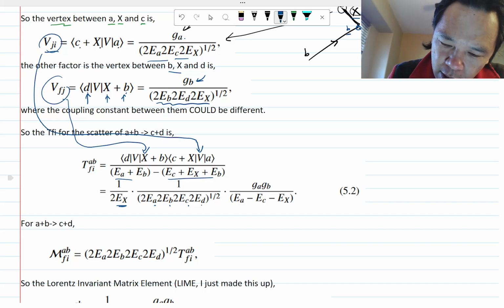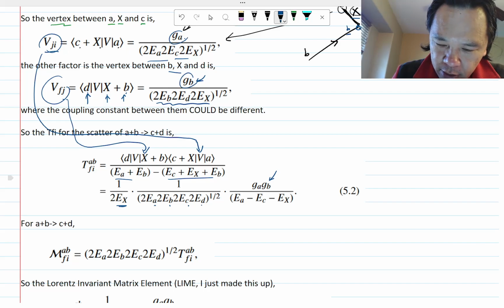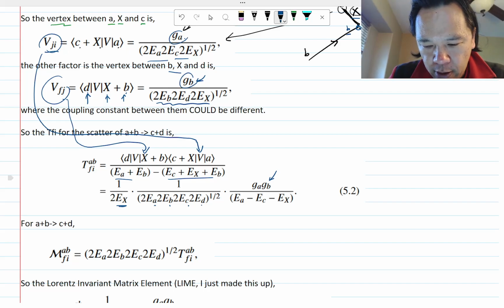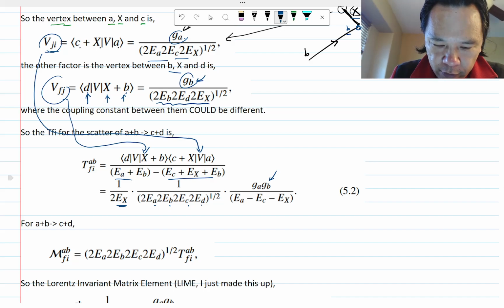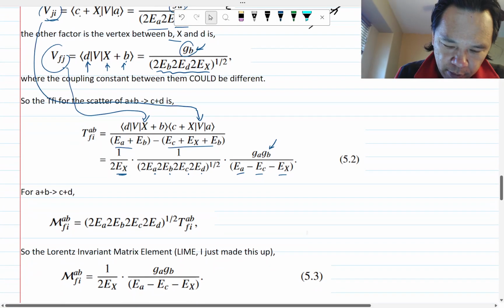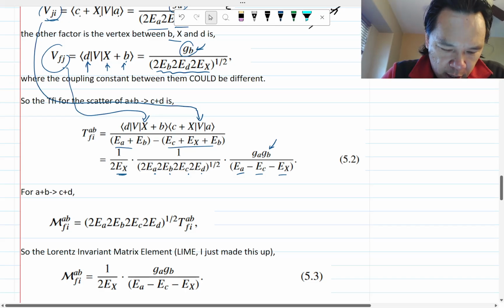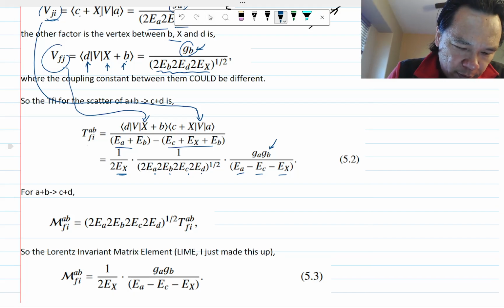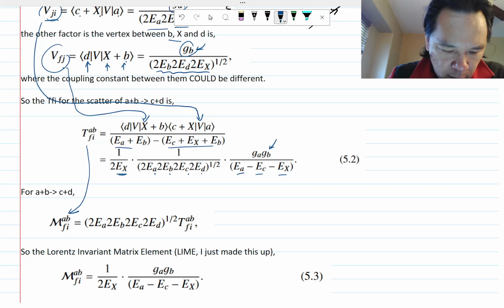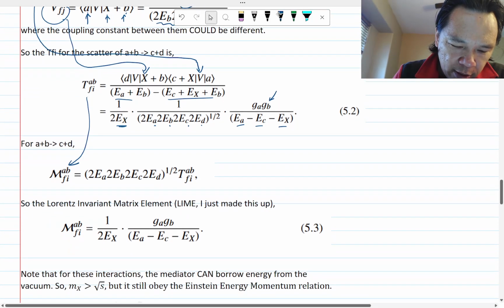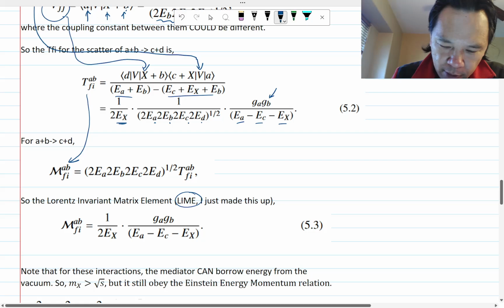Okay, and then of course, since you have two factors GA and GB here, you get both these factors here. And then we still have this EA minus EC minus EX on the bottom. So to convert this from TFI to MFI, remember this is the Lorentz invariant matrix element.